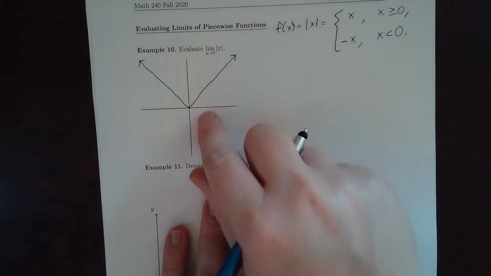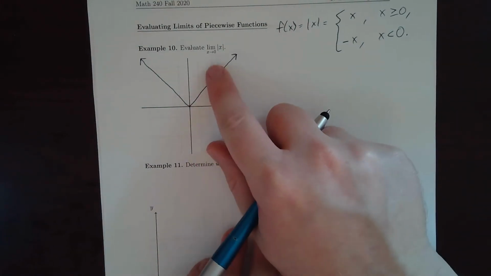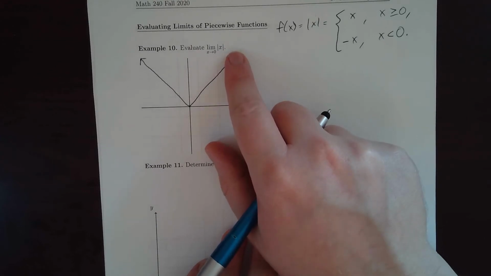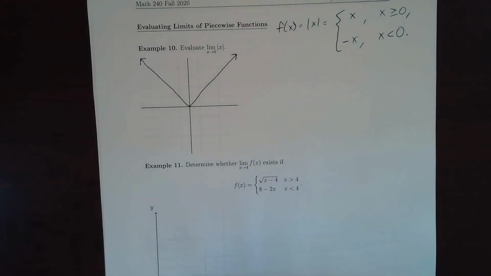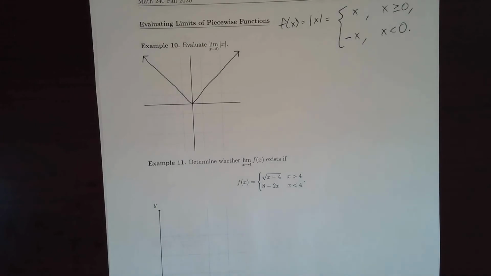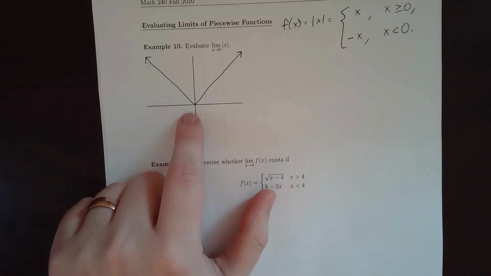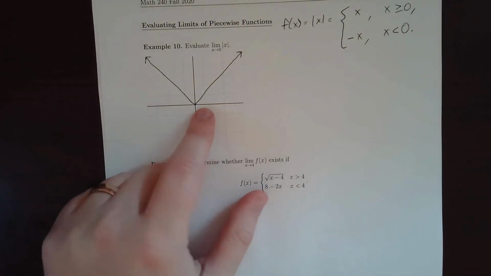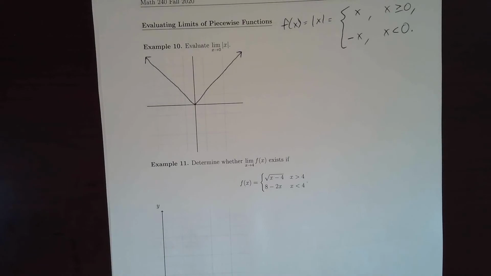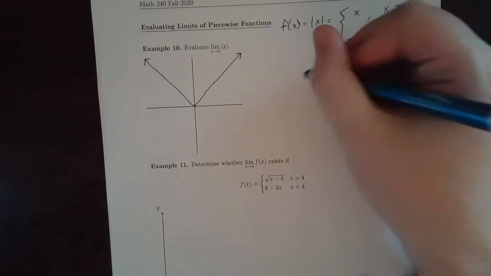And so if we want to evaluate the limit as x approaches 0 of this function, we'll want to go ahead and verify that on the different pieces we're going to the same place. So we want to verify that the limit from the left is the same as the limit from the right. And it should be, but we'll need to find out.